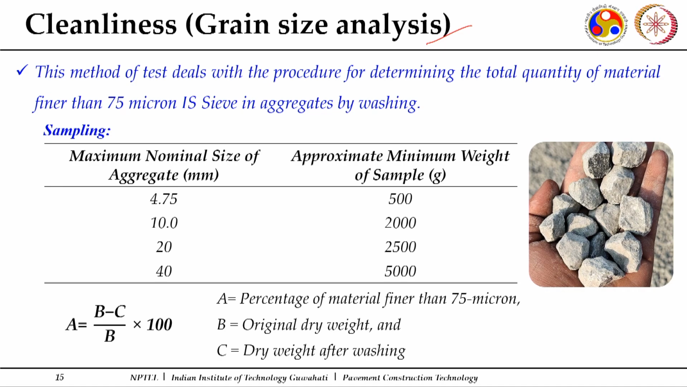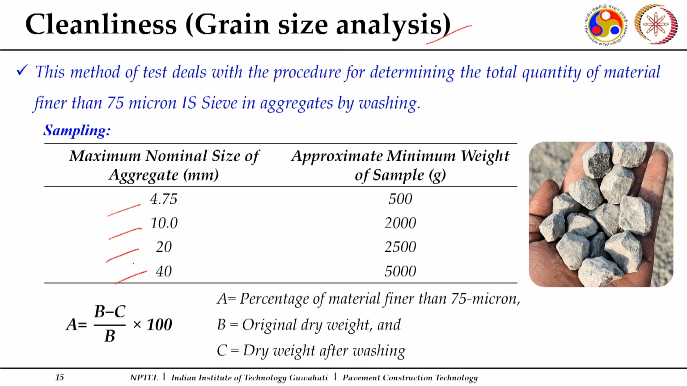Whenever the aggregates are produced or stockpiled in any crusher plant or hot mix plant, chances are there that contamination with some local soil, natural soil or clay may happen, or a lot of dust coating may be there. So that needs to be ensured. So it says that we need to take samples for different sizes.